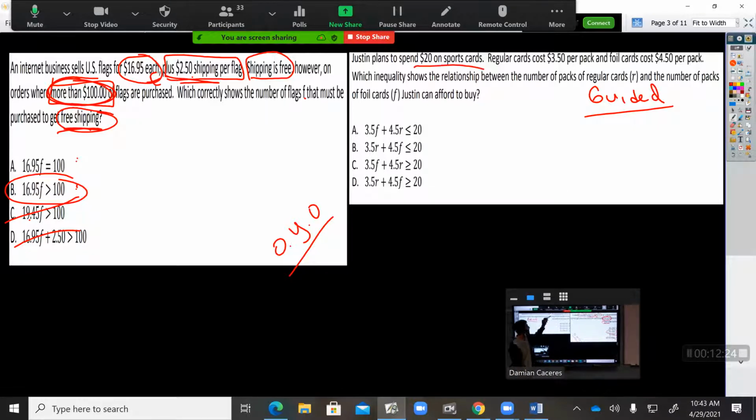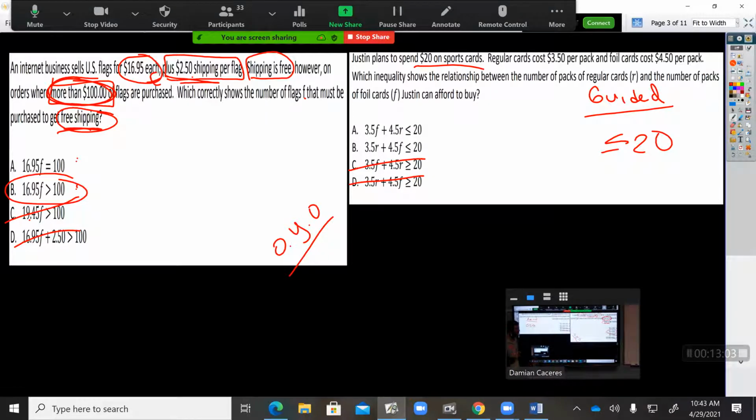Justin plans to spend 20 bucks. Can he spend more than 20 bucks? No. Can he spend 20 exactly? Yes. Can he spend less than 20? Of course, you can only spend up to what you have, right? So we already know that it has to be less than or equal to 20 because he can't spend more. So already, which choices can I eliminate? C and D, because those say greater than or equal to 20.